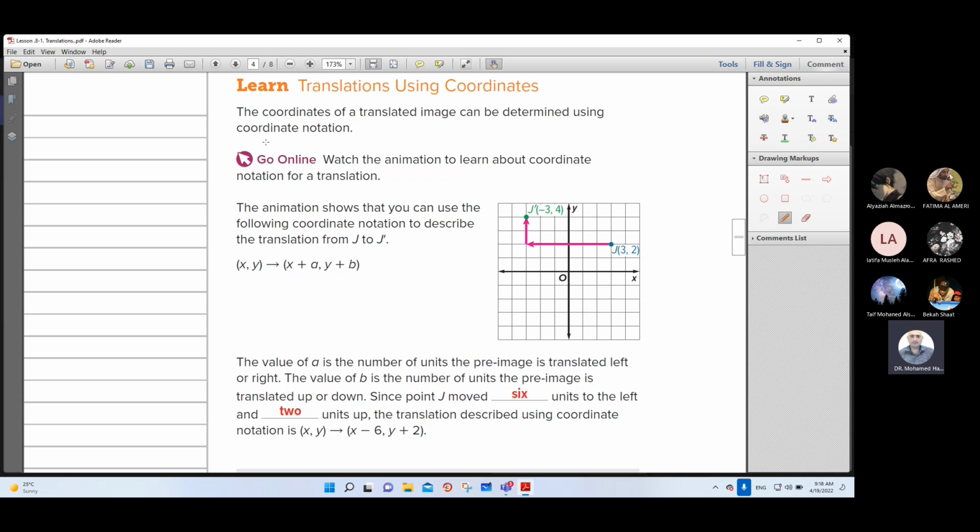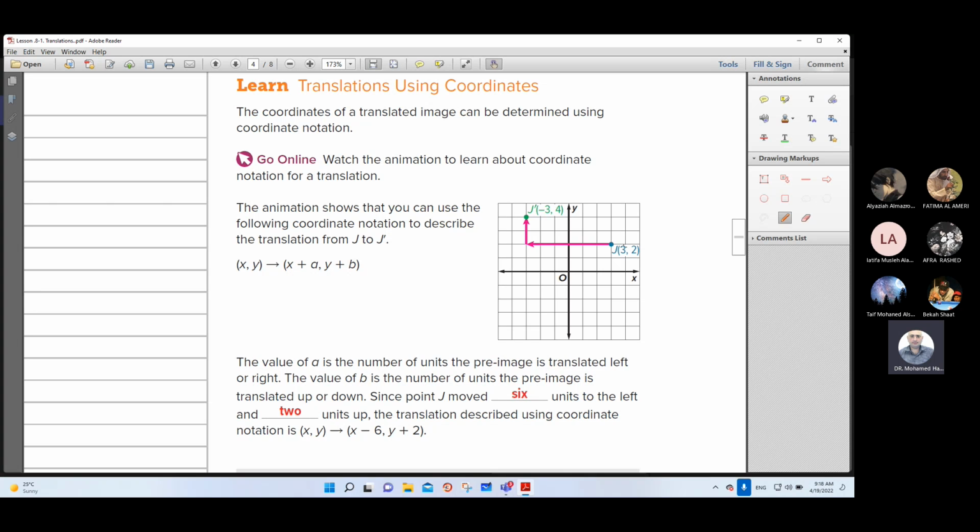Translation using coordinates. The coordinates of a translated image can be determined using the coordinate notation. So the animation shows that you can use the following coordinate notation to describe the translation from J to J prime. And as you see, this is J. How to get J prime? As you see here, 1, 2, 3, 4, 5, 6. 6 units left, then 2 units up. This is J prime.